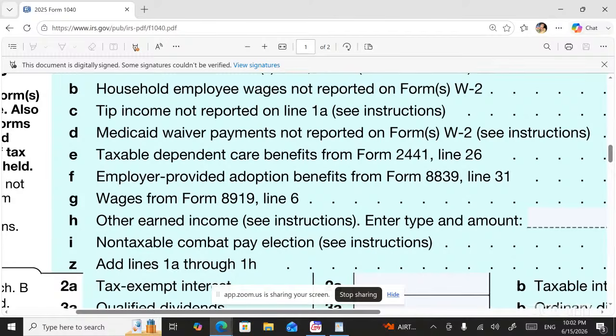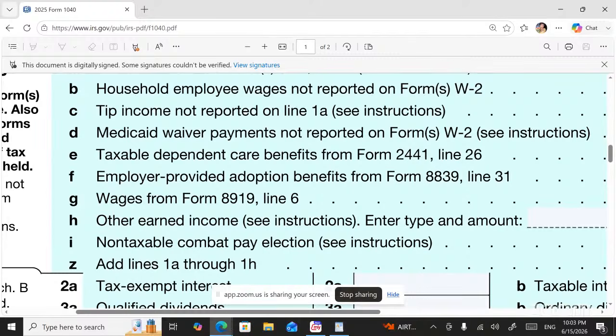Now coming to 1F, it is also a very important point. Employer provided adoption benefit. So the American government is encouraging people to adopt orphans. That is the reason it is going to support in the form of around $17,000. If any person adopts any child, the government is going to support in the form of dollars.